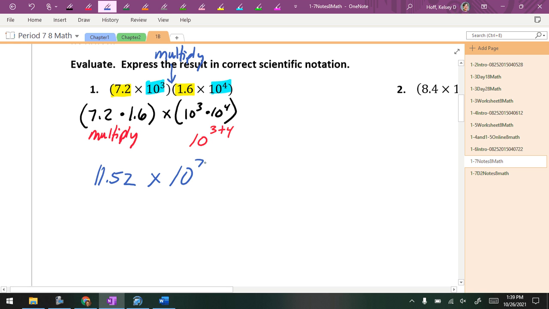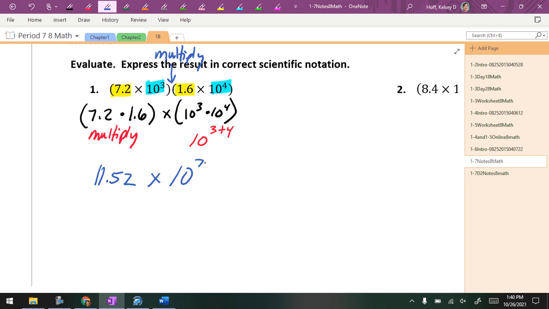Now, from yesterday, is this proper scientific notation? How do you know? What does proper scientific notation mean, Jack? How many do we really want? 1. So right now we cannot circle this because this is not proper scientific notation.